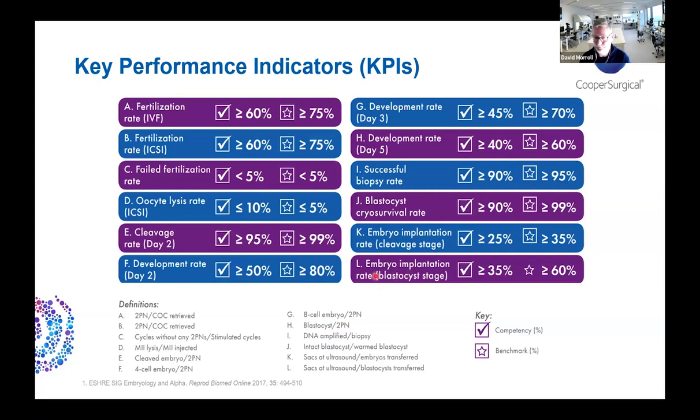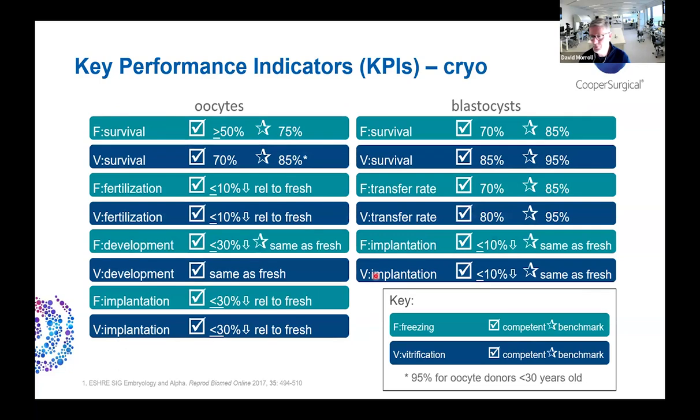lab's performing. Similarly, when you look at the KPIs from the Alpha Consensus document, the Istanbul Consensus document for cryopreservation, they provide the same sort of information for different stages. I've only put oocytes and blastocysts here. They also provide it for zygotes and for cleavage stage embryos. But again, they provide competent values and benchmark values.